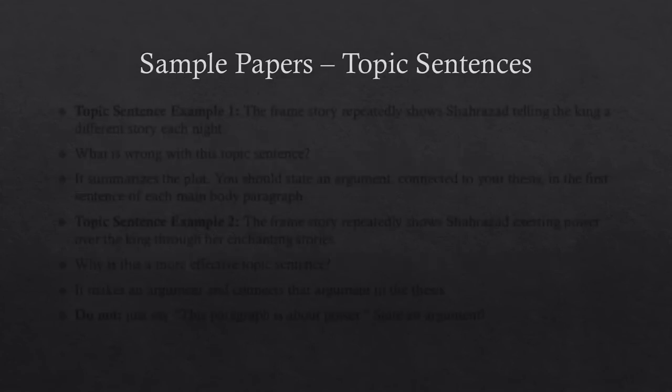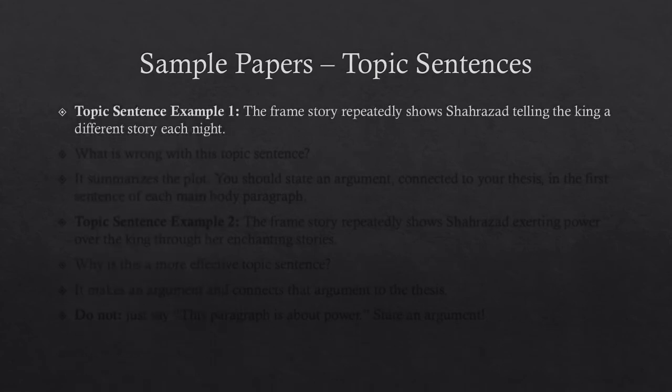Now, if you remember, I said each paragraph should start with a topic sentence, and that topic sentence should make an argument. So let's look at a bad example again. The frame story repeatedly shows Scheherazade telling the king a different story each night. The frame story means there's a story within a story in the 1001 Nights. So there's this frame of Scheherazade and the king, and then there's little stories within that frame that she's telling him.